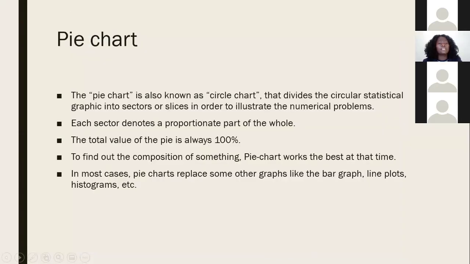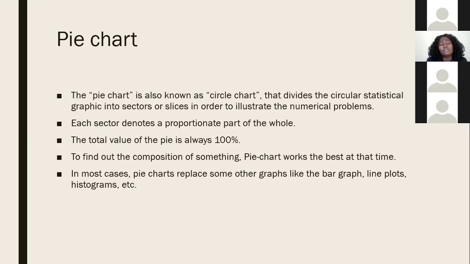Then we also have a pie chart. It is also known as a circle chart that divides the circular statistical graphic into sectors or slices in order to illustrate numerical proportions. So each sector denotes a proportionate part of the whole. Okay, and obviously the total value should be 100%. So we use the pie chart to find out the composition of something.